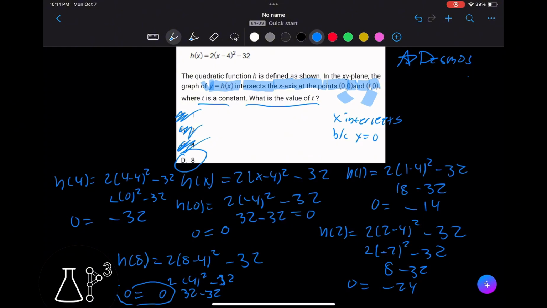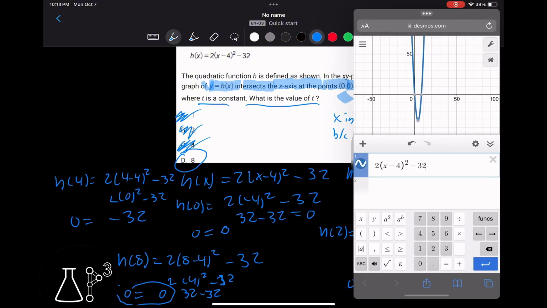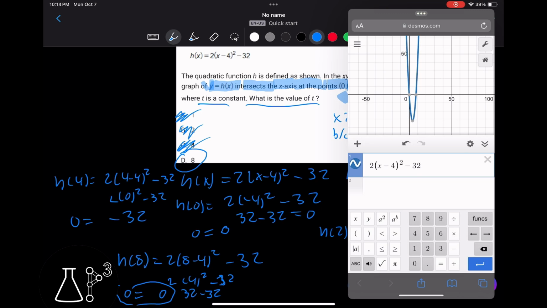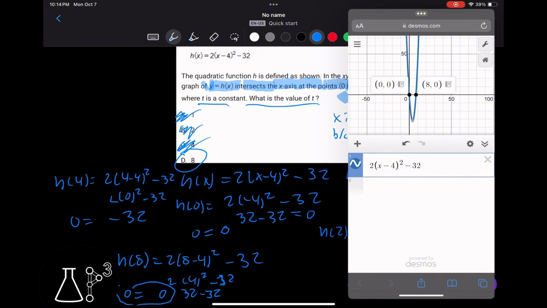So now let's use Desmos. If I plug it in, I see I have two x-intercepts, where h of x intersects the x-axis at 2 points. And I get 0, 0, and 8, 0. Therefore, the only answer is D.